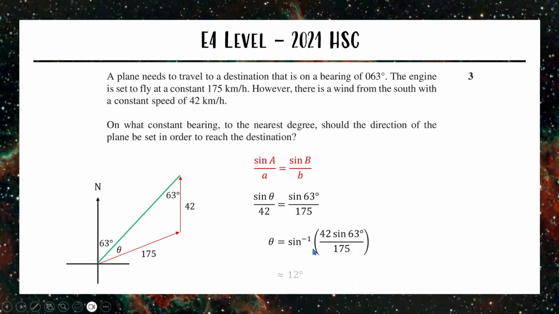This calculates to approximately 12 degrees, which means if the angle down here, theta, is 12 degrees, the bearing of the red 175 line from north is going to be 63 plus 12, which is equal to 75. So the plane must fly on a bearing of 075.